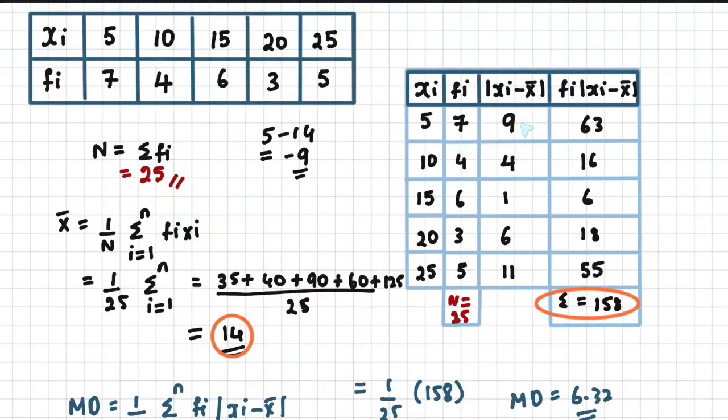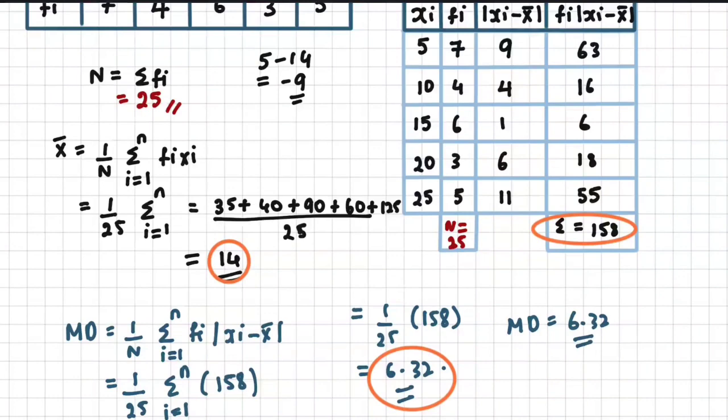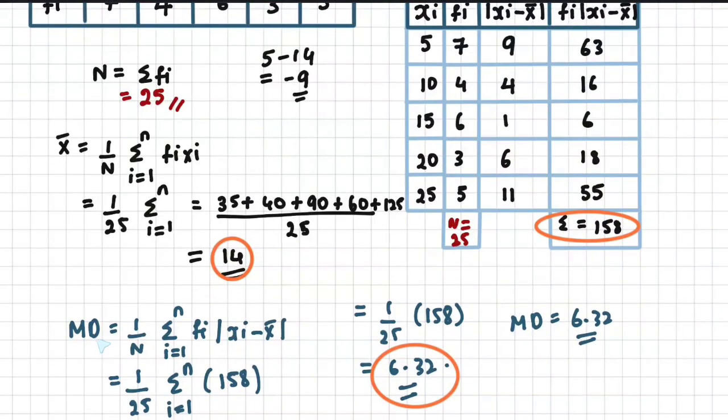That is equal to 7 into 9 is 63, 4 4s are 16, and you have to sum that. After summing it, you get the answer as 158, and then you have to find the mean deviation value. So what is the formula for mean deviation? 1 by n sigma i equal to 1 to n, Fi into modulus xi minus x bar, sorry, it's modulus, yes, is equal to 1 by 25 into 158. So you get the answer as 6.32.